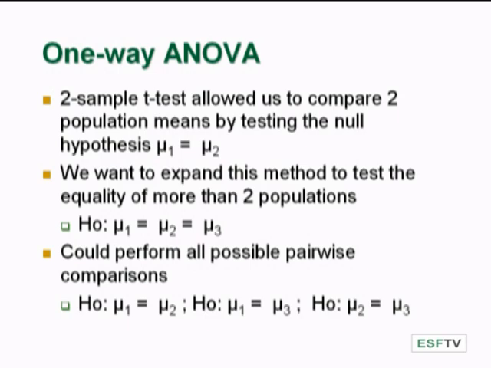A two-sample t-test allowed us to compare between two population means, but we want to expand this test so that we can look at more than two populations. We could perform several pairwise comparisons, such as mu1 equals mu2, mu1 equals mu3, mu2 equals mu3, but the probability of falsely rejecting at least one hypothesis increases as the number of t-tests increase. So what we'd really like to do here is come up with one test that's going to let us test across all of our population means. So let's go to our next slide.